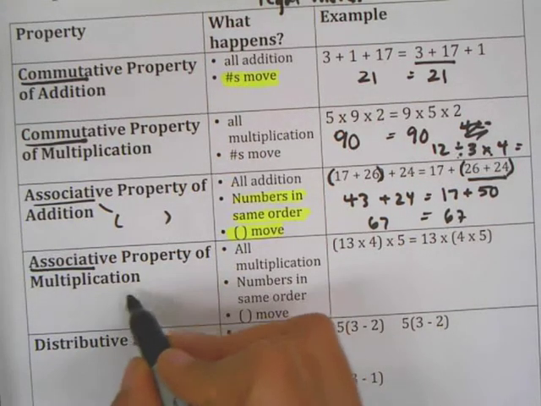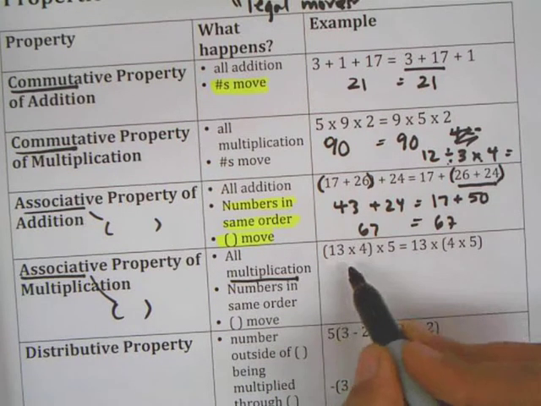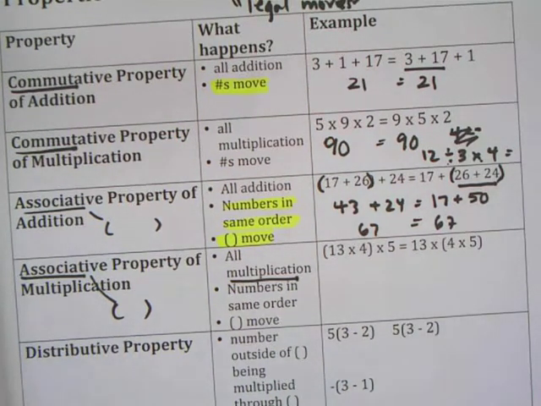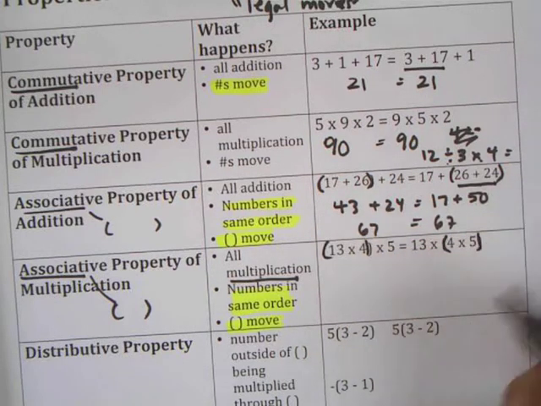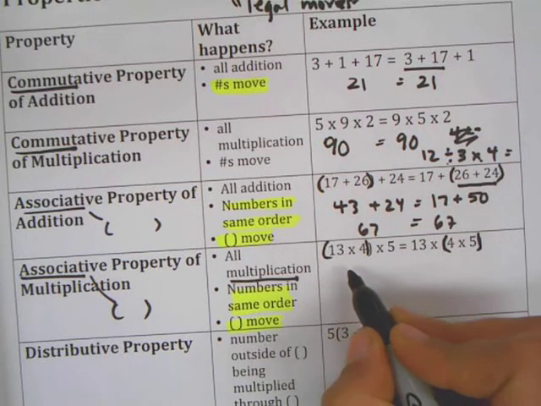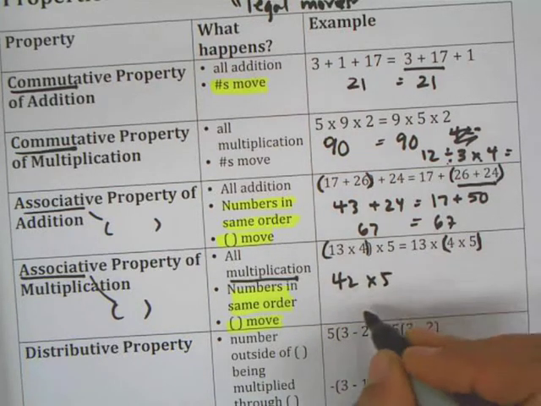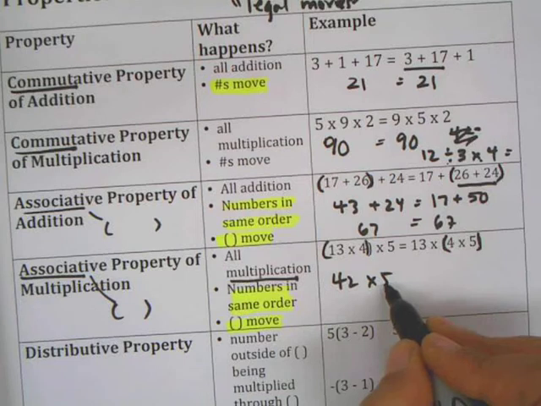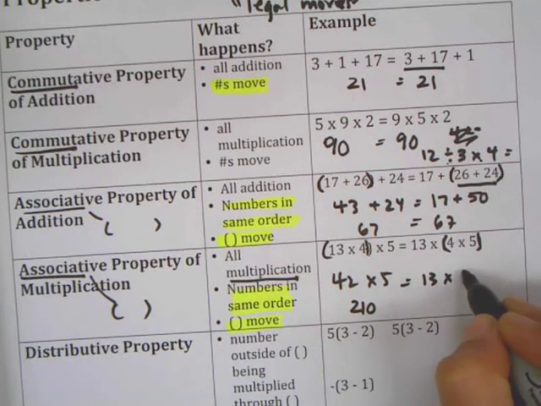So there's also an associative property of multiplication. So once again, it's who you hang out with, and it's all multiplication. Once again, numbers don't move. The numbers are in the same order, but the parentheses move. So looking at it, 13, 4, 5, 13, 4, 5. The numbers are exactly where they were in the beginning, but the parentheses have regrouped or associated differently. So 13 times 4 is 42 times 5. So 40 times 5 is 200. This is 210 versus 13 times 20.